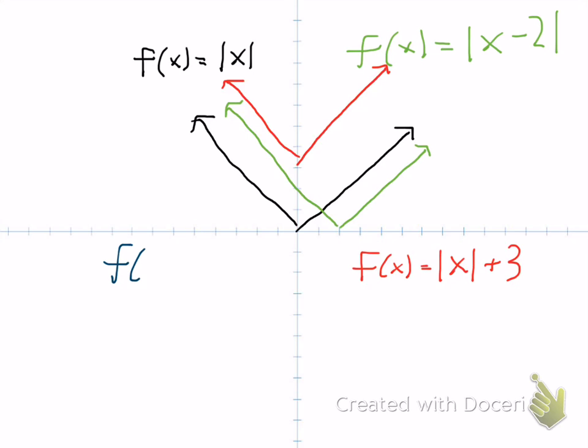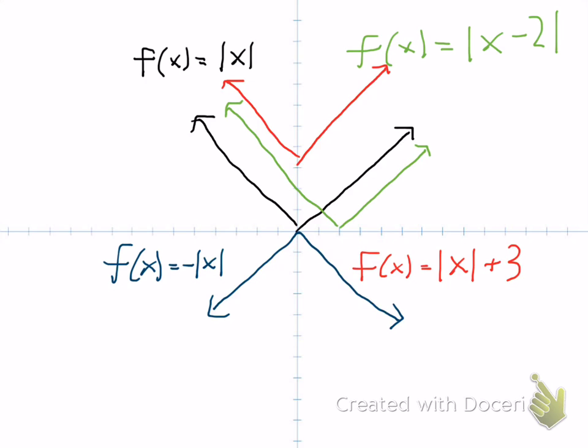And then the other type of transformation we talked about is I could put a number multiplying by the absolute value. So here, what if I did f of x is negative times the absolute value of x? And we saw that that just flips our whole graph upside down. Whoops, I'll show you one more time. So here are the 3 different ways we can move an absolute value graph around.